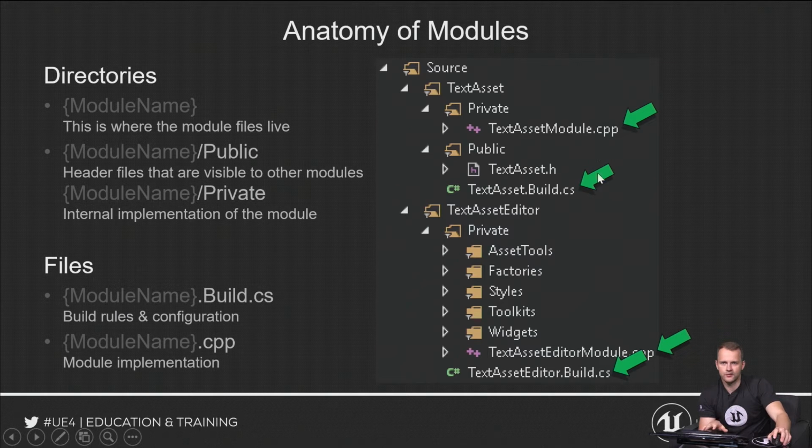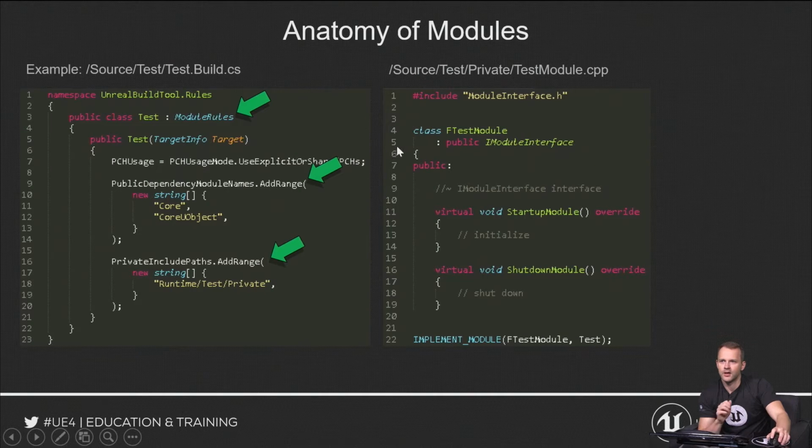So let's look at these two files in a little more detail. On the left-hand side, you see the build.cs file, which is the file that configures the compiler. And on the right-hand side, you see the module implementation file. That's the CPP that implements the actual module. Let's start with the build.cs.